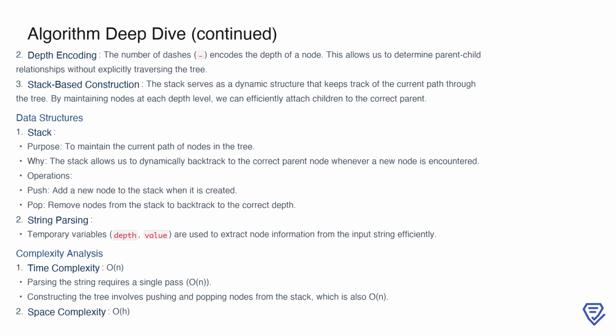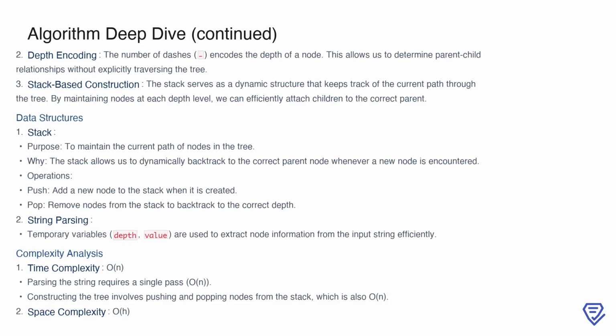string. The algorithm relies on several important insights to work effectively. First, the preorder traversal structure guarantees that a parent node is processed before its children, which simplifies the tree construction. Second, the depth of a node is encoded as the number of dashes in the input string, allowing us to determine parent-child relationships directly. Third, the stack serves as a dynamic tool for managing the current path through the tree. It helps us efficiently backtrack to the correct parent node whenever a new child node is encountered.